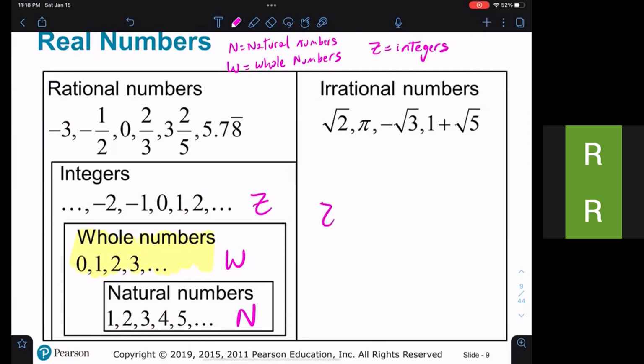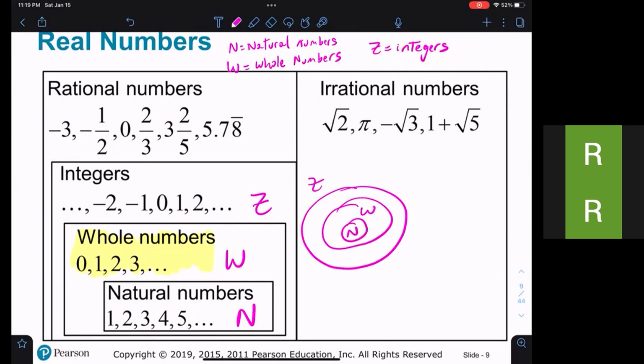So that Z is a bigger set, right? So the Z is like here, and within the Z you have the whole numbers, and you have the natural numbers inside, right? So the Z is like the bigger set. We call it the bigger set, and W and N are subsets. Subsets means little groups of the bigger set. You can think about it like that, right?